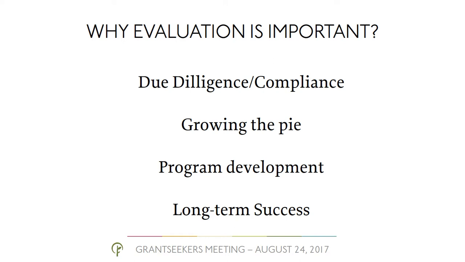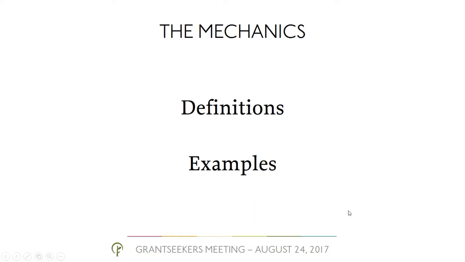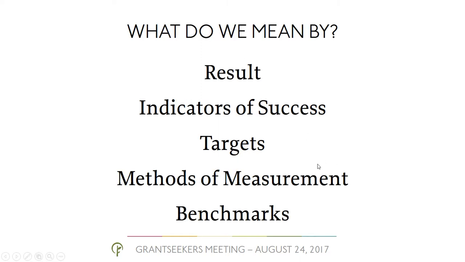All right, well, let's take a look at the mechanics of the evaluation plan and the measuring results tab. So, the result. What is a result? What do we mean by that? Well, you've heard this called outcome, you've heard it called goal, objective, etc. We are using the word result to avoid some of the connotations that come to mind when the word outcome is used.